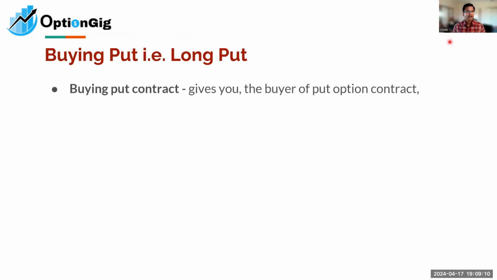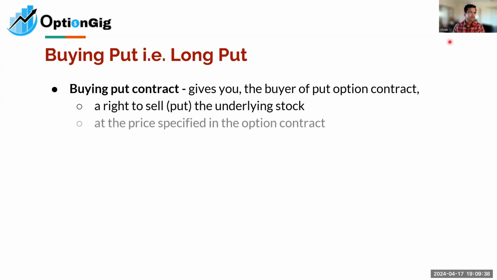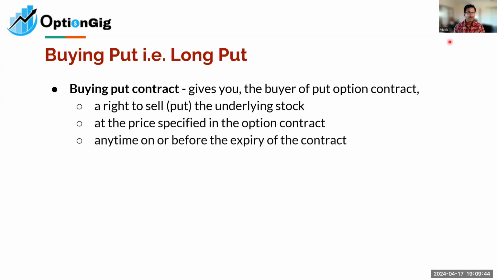So today we're going to focus on put. Let's talk about buying a put. What happens when you buy a put contract? This is the case of Martha that we already discussed, that she bought a put insurance policy, meaning she bought a put contract. It gives the buyer of the put contract the right to put the underlying stock, Google, at the specified price, which is 150, anytime on or before the expiration of the contract, which was 17th May 2024.